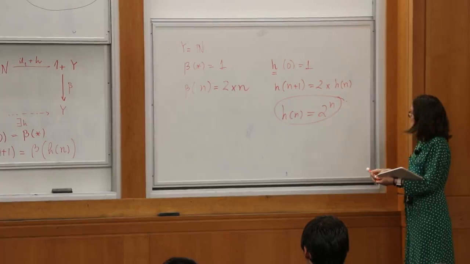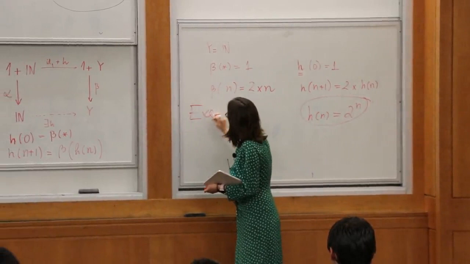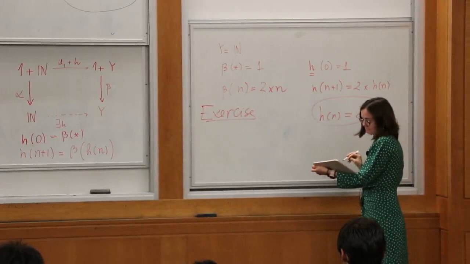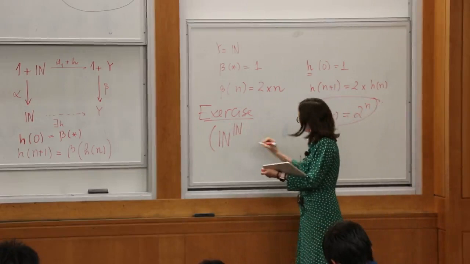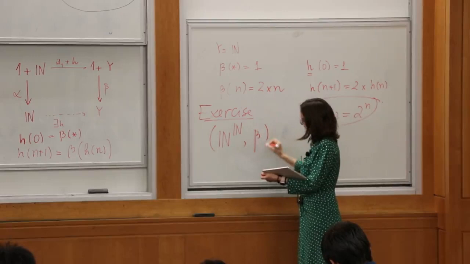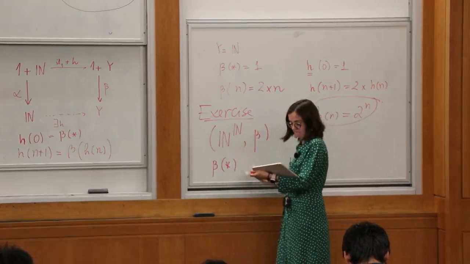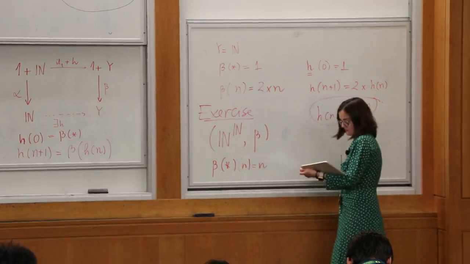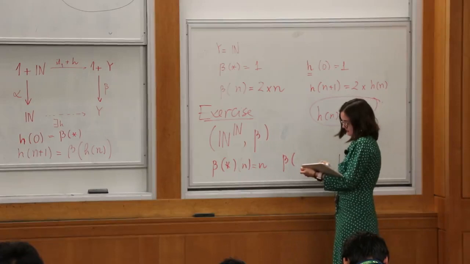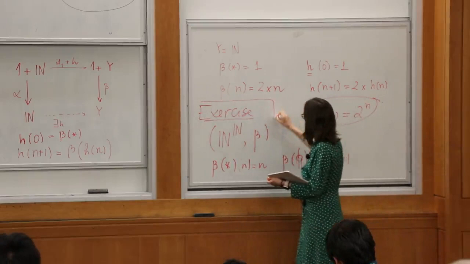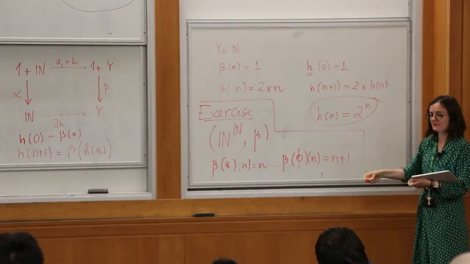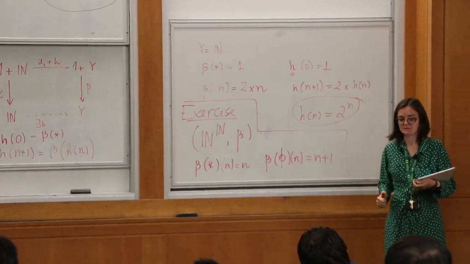Okay? So here's an exercise. Take the following algebra. Functions from the natural numbers to the natural numbers. And now we're going to define our beta in the following way. Beta of star of n is n. And beta of a function phi applied to n is n plus 1. Okay? And so the question is, what function h am I defining if I take this as the carrier and the structure?